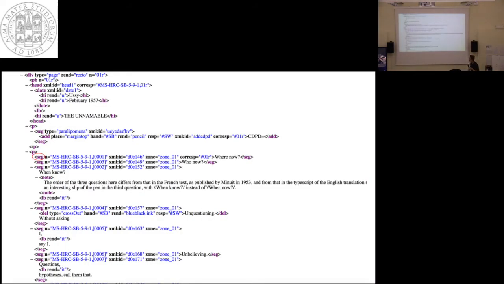So this is what the XML would look like. You have a seg for a segment, like a sentence, and then a number of the manuscript, and then a sentence number. Okay. I'll try to explain what we do with the sentence numbers.